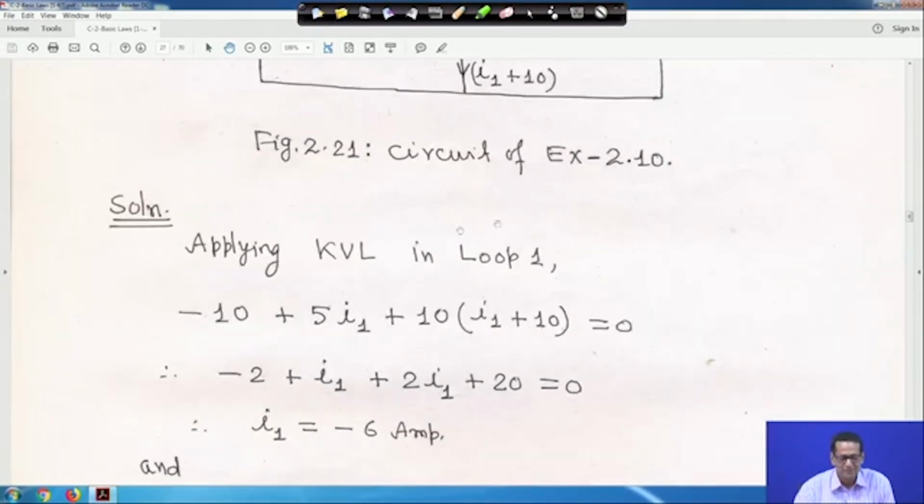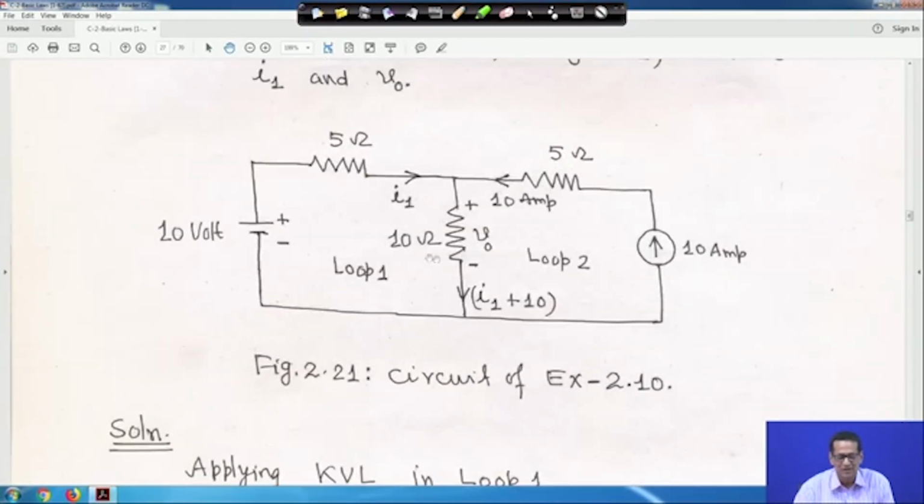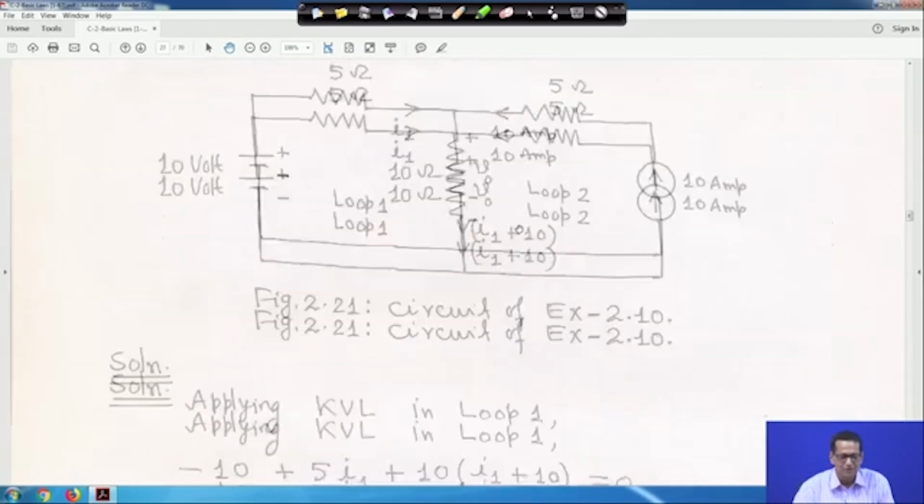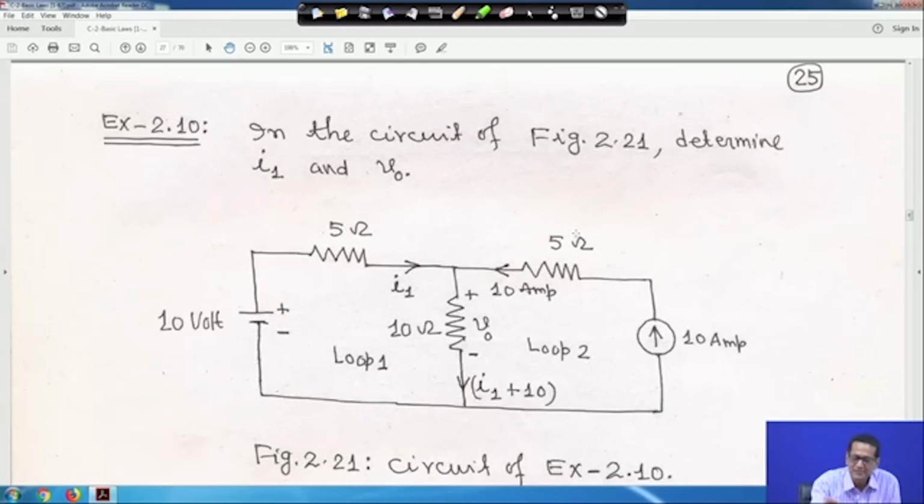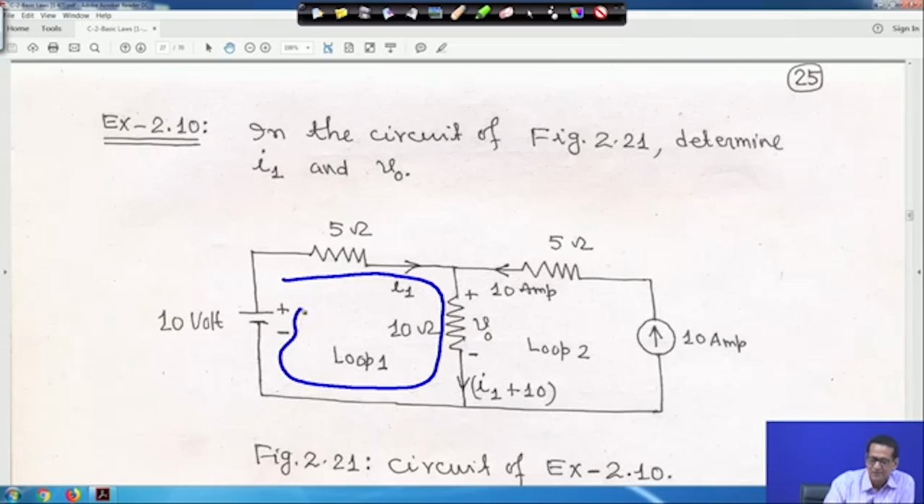So, here also now you have to apply KVL in loop 1. We will move clockwise. If we move clockwise, that means we will move like this, like this, like this, clockwise, right. Then accordingly first we encounter the minus 10 volt, so we will write minus 10.